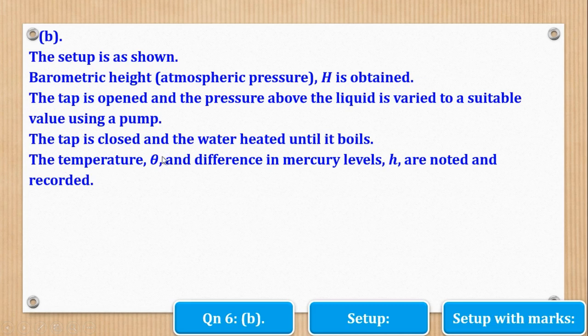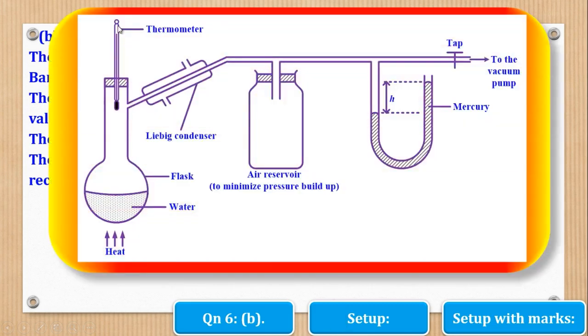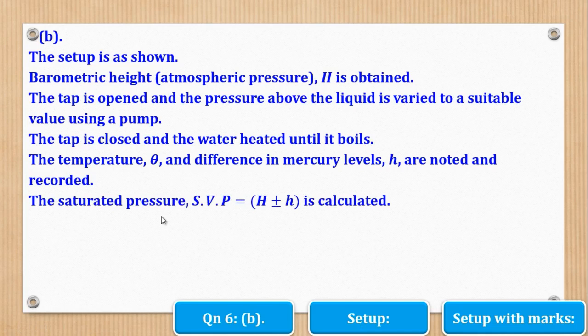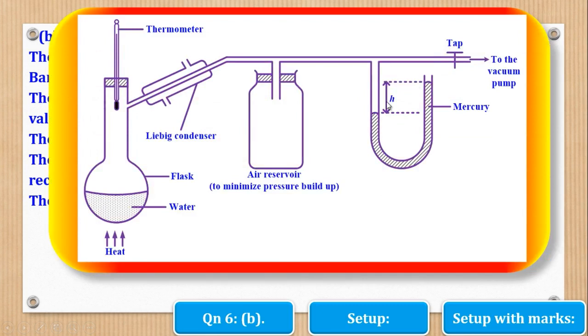The temperature theta and the difference in mercury levels h are noted and recorded. So you record the temperature from this thermometer and also measure this difference in mercury levels h. In that case, saturated vapor pressure will be equal to H plus or minus small h, and it is calculated. So if this liquid level is lower than this one, it means that the saturated vapor pressure will be capital H plus small h.